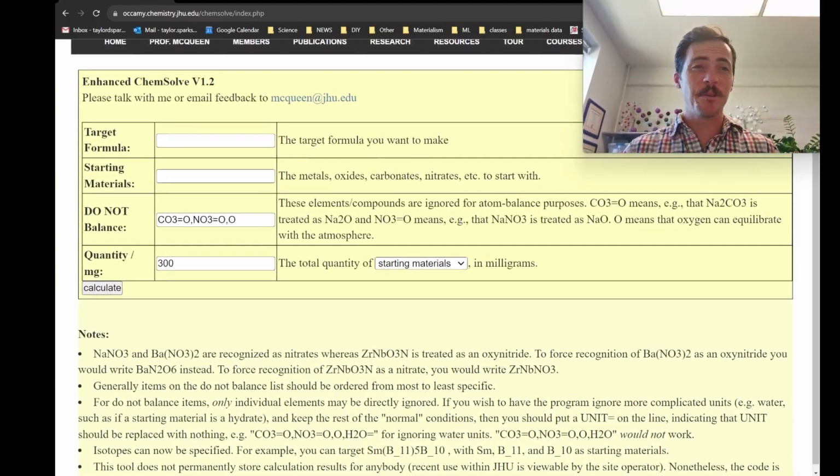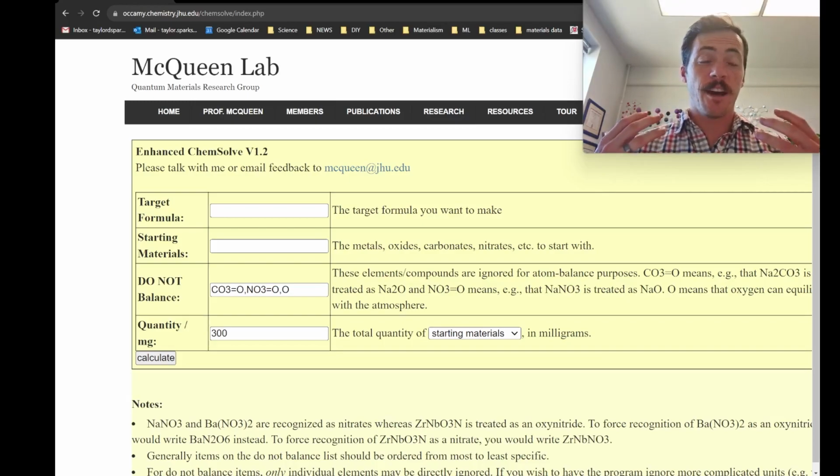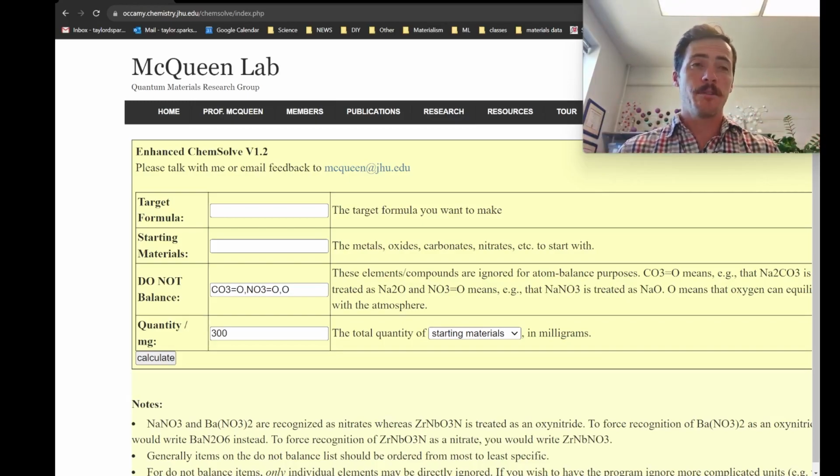ChemSolve is a really cool bit of software that comes from the McQueen lab. Tyrel McQueen at Johns Hopkins University wrote this really useful bit of software, which I still use today. If you're doing stoichiometry calculations, I know you can do them by hand. In fact, check out below, we have a video where we show you how to do it, but it's really useful to double check your answers using ChemSolve. Here's how it works.